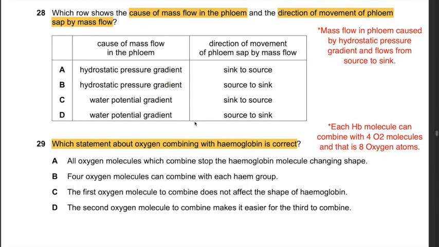Question 28. Which row shows the cause of mass flow in the phloem and the direction of movement of phloem sap by mass flow? Mass flow in phloem is caused by hydrostatic pressure gradient, and the flow is from the source to the sink. Therefore, the only answer that shows that is answer B. Cause of mass flow, hydrostatic pressure gradient. Direction of movement of phloem sap by mass flow, from source to sink. Hence, the answer is B.